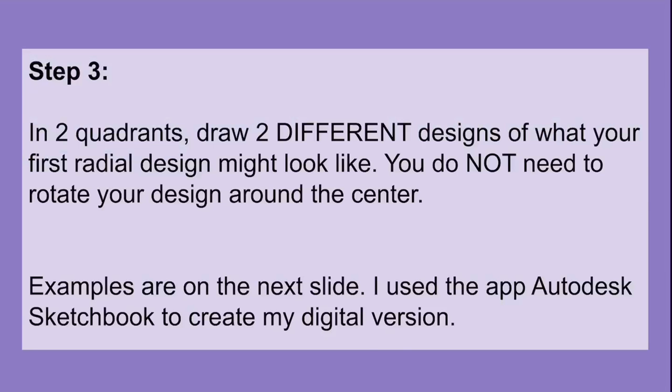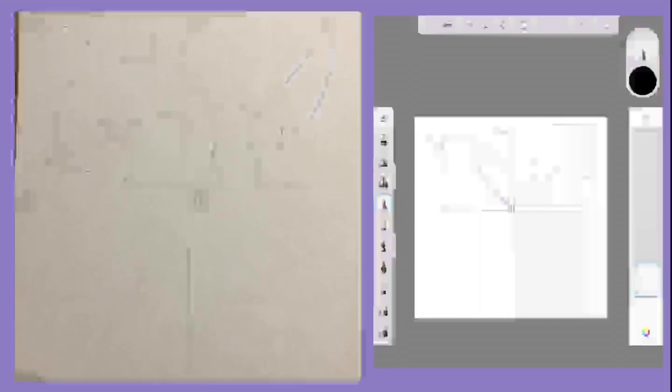Again, I used Autodesk Sketchbook to create my digital version. So here you can see I am not rotating my design around the center point like I talked about earlier. I am not actually yet doing the radial design. All I am doing is figuring out what I might want one quadrant to look like so that when I do rotate it around the center, I know exactly what I'm repeating. I know exactly what I want my design to look like. So you can see I'm filling in quadrant 1 and quadrant 2 with 2 different designs, either on a square piece of paper or on a square canvas on an app.